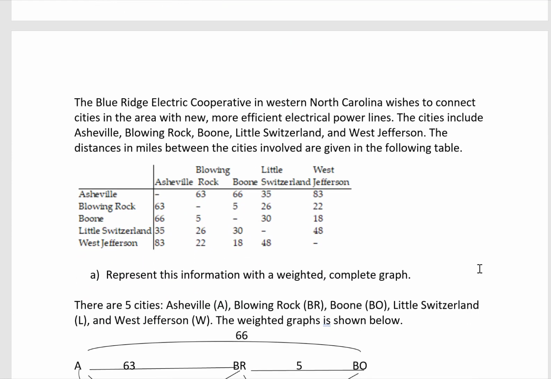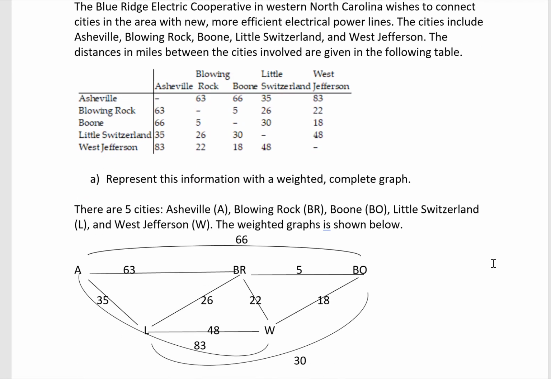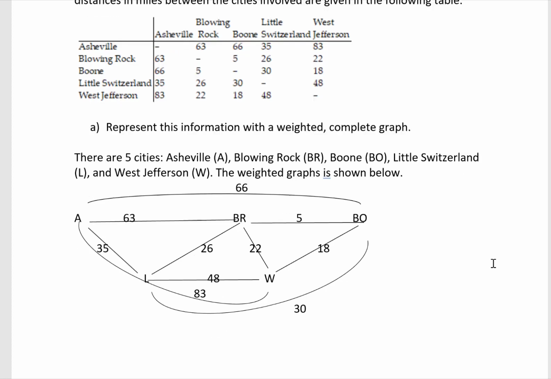The Blue Ridge Electric Cooperative in western North Carolina wishes to connect cities in the area with new, more efficient electrical power lines. The cities include Asheville, Blowing Rock, Boone, Little Switzerland, and West Jefferson. The distances in miles between the cities involved are given in the following graph. Represent the information in a weighted complete graph. So I went ahead, there's 5 cities, and I put those 5 cities down as the vertices. And then I created the graph showing the linkages between the cities and also the weights assigned to those distances. And there's my complete weighted graph there.